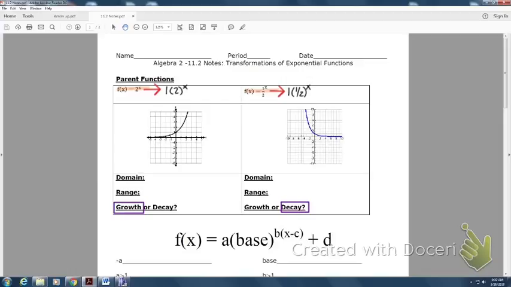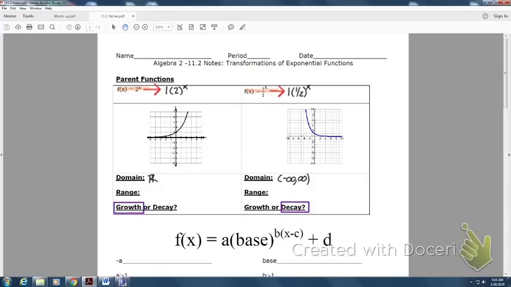Domain is always going to be what? All real numbers. Do those two things mean the same right there? Yes.